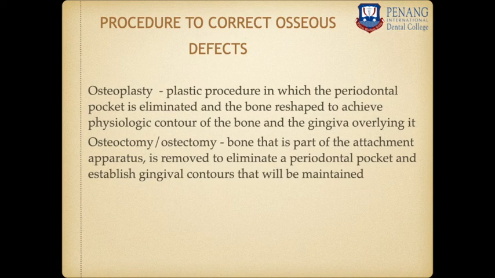These are the procedures to correct osseous defects: osteoplasty and osteectomy. We have already seen what osteoplasty and osteectomy are. In osteoplasty, the periodontal pocket is eliminated by reshaping the bony architecture and bringing it back to the physiological contour of the tooth. Whereas osteectomy is that part of osseous surgery where the attached or supporting alveolar bone is removed to eliminate the periodontal pocket.